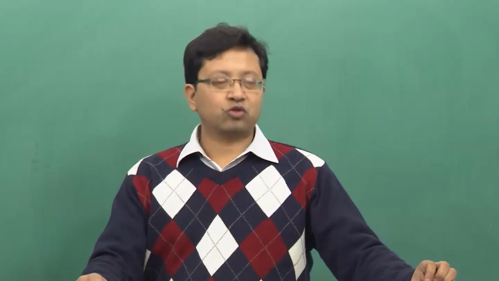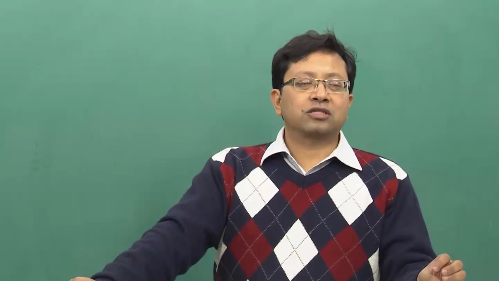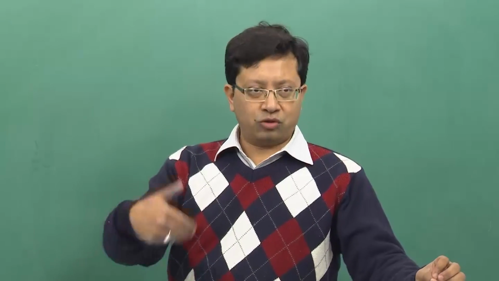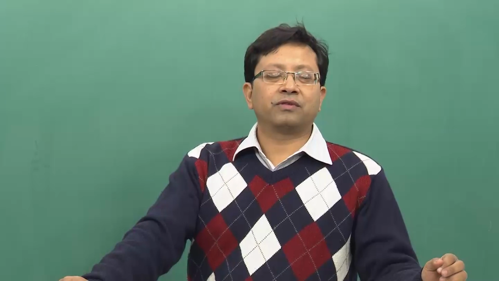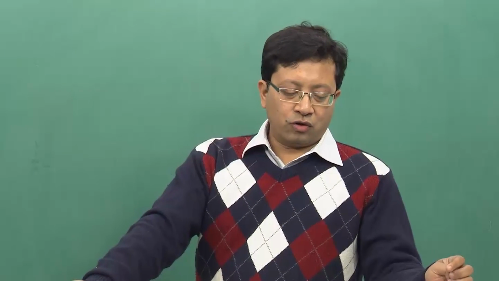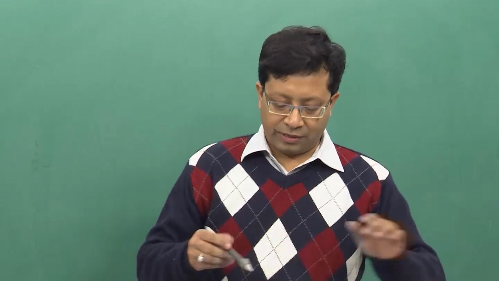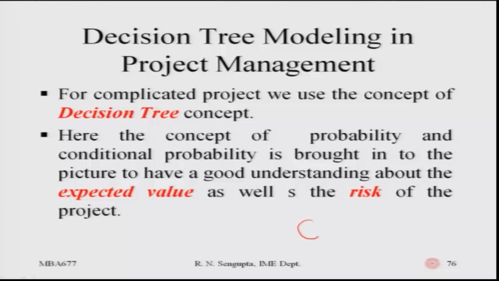As we were discussing the concept of expected value and how it is used, we will discuss that soon with the problems. For a complicated project, we use the concept of a decision tree. A decision tree is basically a so-called node and arc concept. A node is where the decision is taken, and the arc basically connects the nodes.